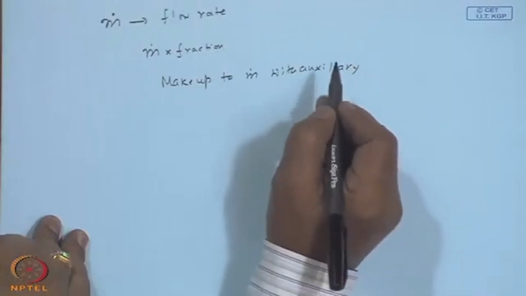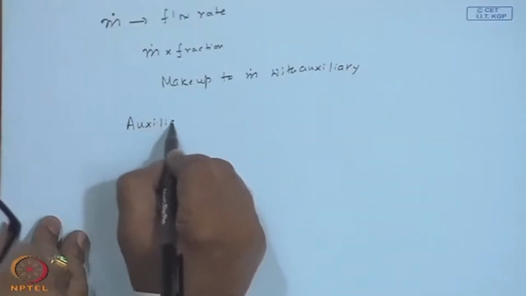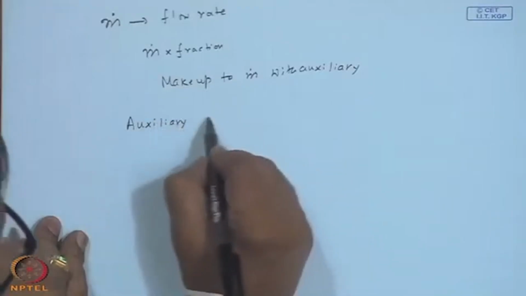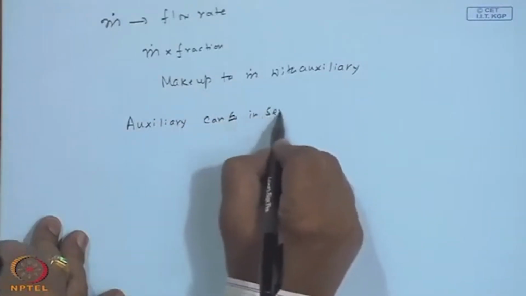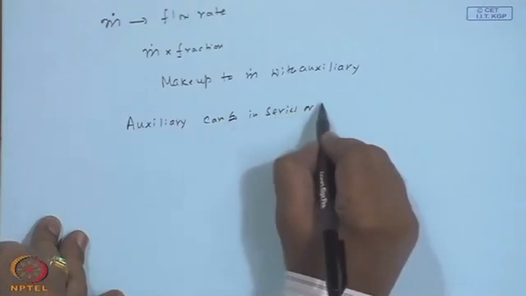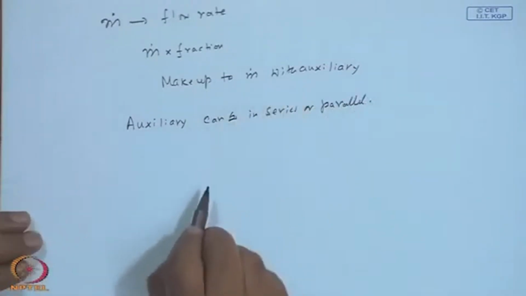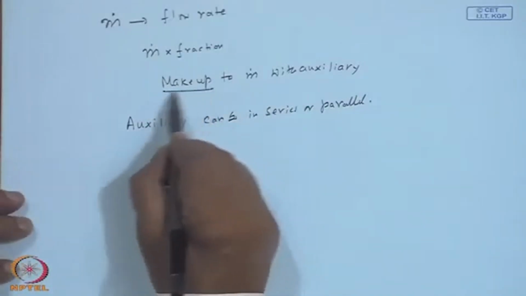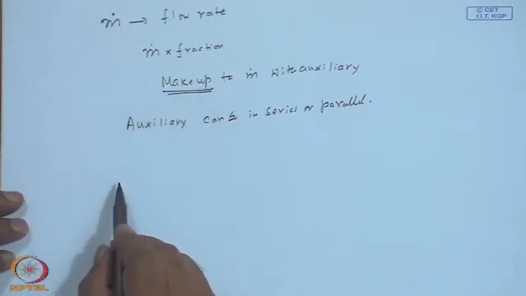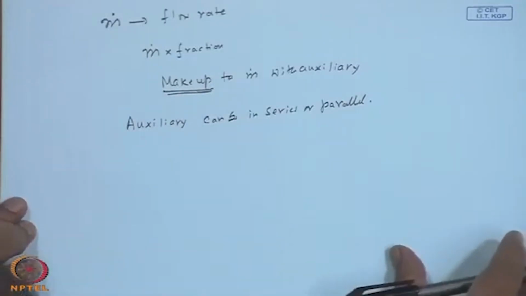So, I have shown here this so-called auxiliary in series, can be in series or parallel. Okay. So, if it is parallel, generally it is more convenient to do this makeup business, and if it is in series, it is more easy to match the quality.